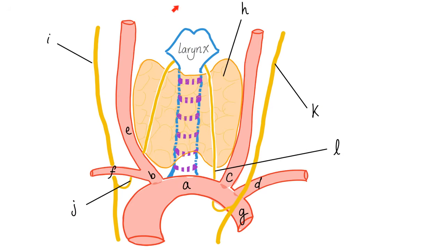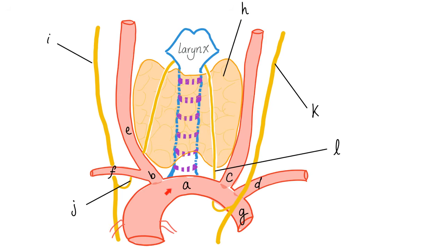And now let's play a game. Can you please label these structures? Let's go. Here is your ascending aorta. Here is your aortic arch, and this is the descending thoracic aorta. Don't forget that the coronary arteries come from the ascending aorta.